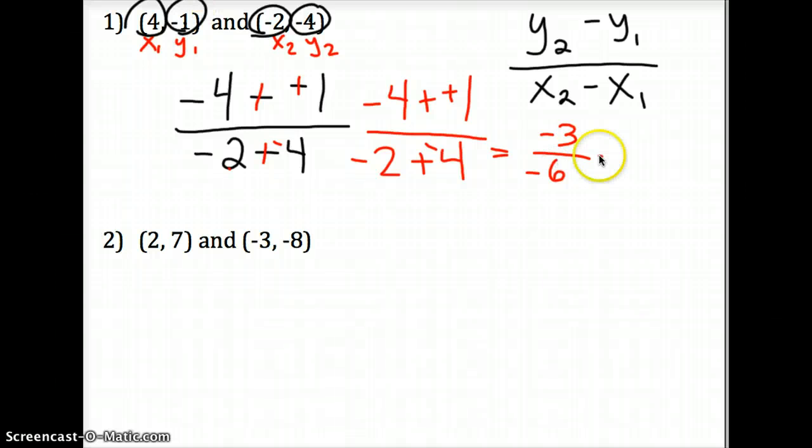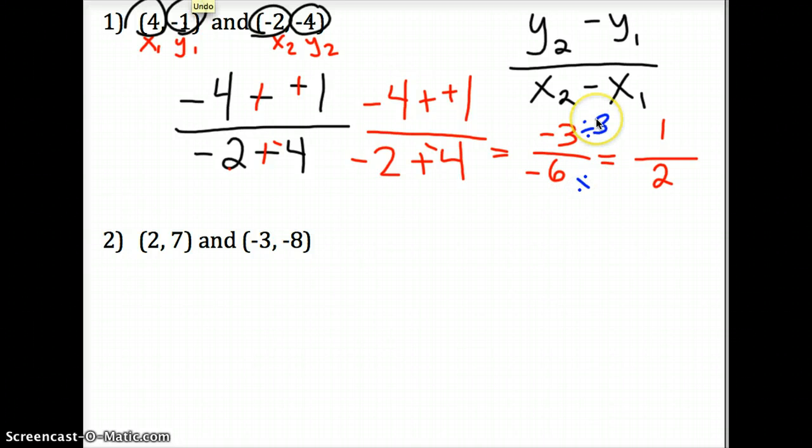Now I want to simplify. This is the correct answer, but you want to simplify it when you can. First of all, negative over a negative makes a positive, so my answer is going to be positive. But how can I simplify this fraction? Hopefully you know that 3/6 is equal to 1/2, but if you didn't know that, remember you think about what can I divide on top and bottom to simplify this fraction.